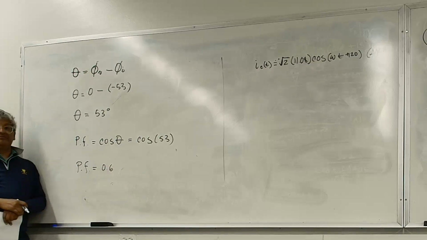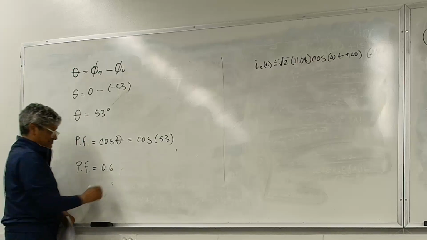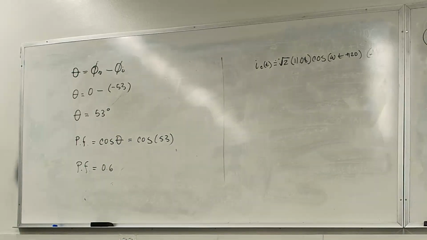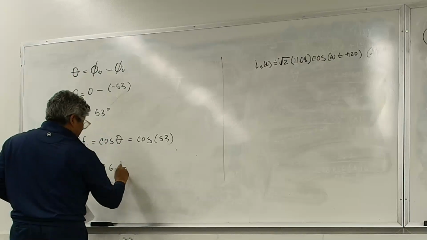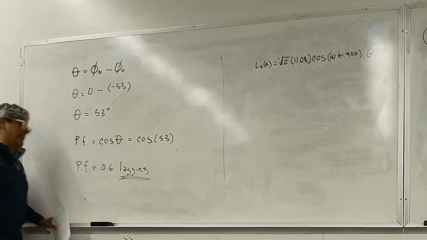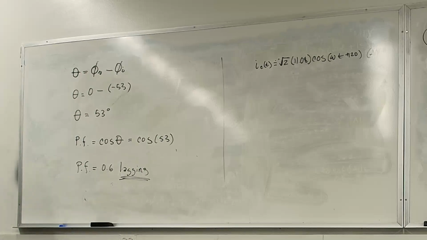Am I done? I'm missing one thing: leading or lagging. This is what kind of circuit? Inductive resistor. So this has to be lagging. We know that from the phasor, right? Lagging. Okay. Is this a good power factor or a bad power factor, everybody? That's a little poor, right?